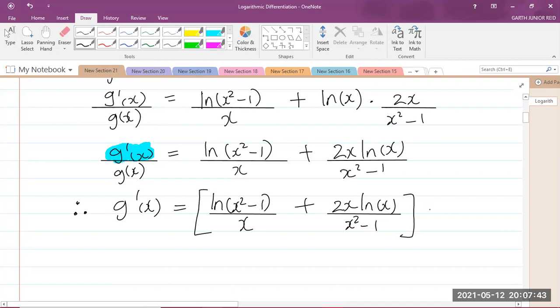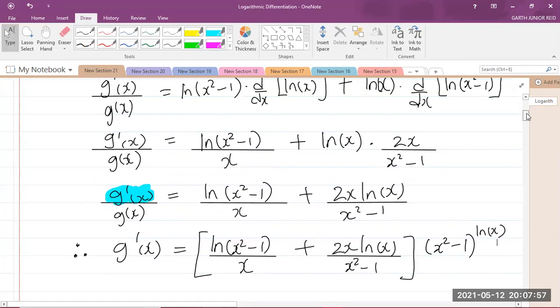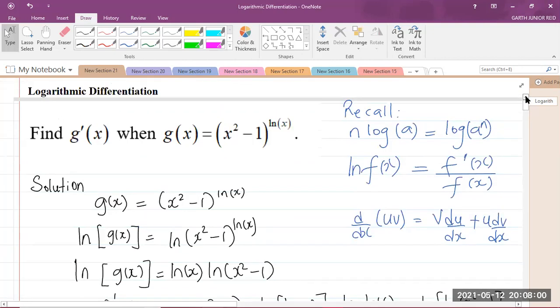Now remember that the g of x given in the question is x squared minus 1 raised to the power of ln of x. And that is our solution. We just found g prime of x using logarithmic differentiation.